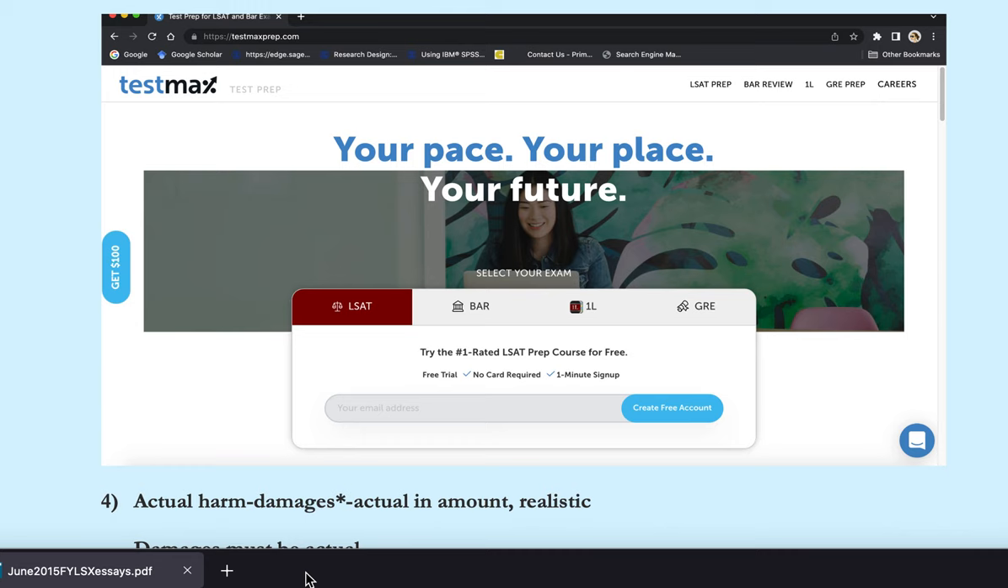Then I also had the Barbri online, but I don't know why they cut me off. I had them for 1L, that was it. And I thought I had lifetime access, but it looks like they got bought out by somebody. Anyway, so let's get back.